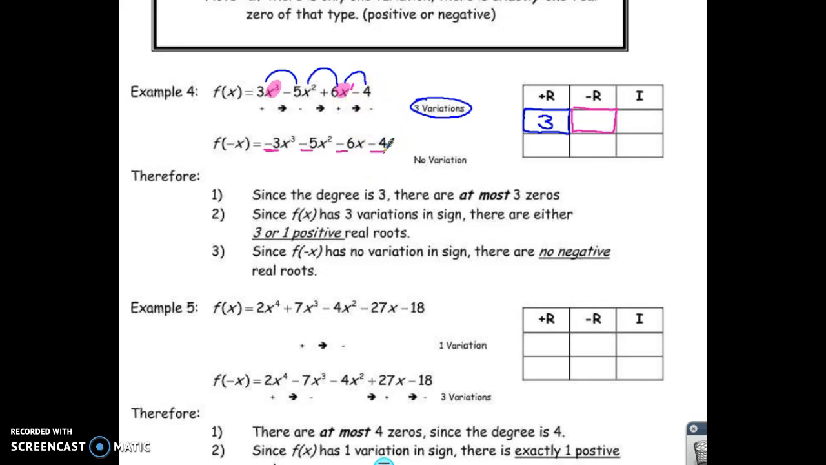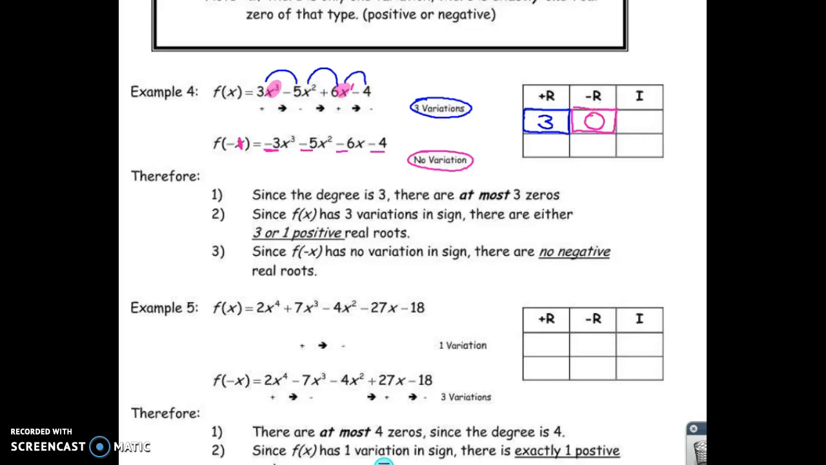So only change the odd exponents. Keep these the same. It's kind of like you're plugging in a -1. All right, so negative, negative, negative, negative. There are no humps there, no variations. That's how we get this pink box there. Great. And what's our total?